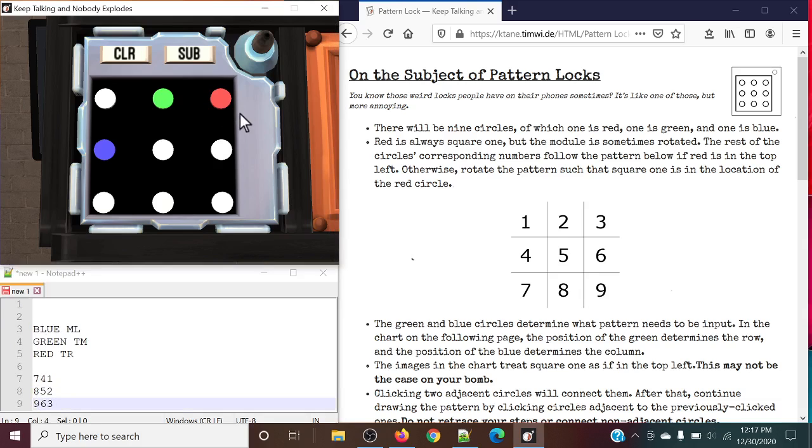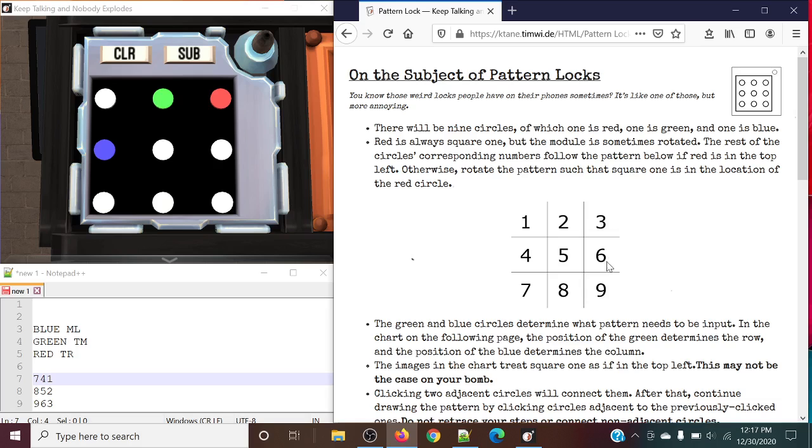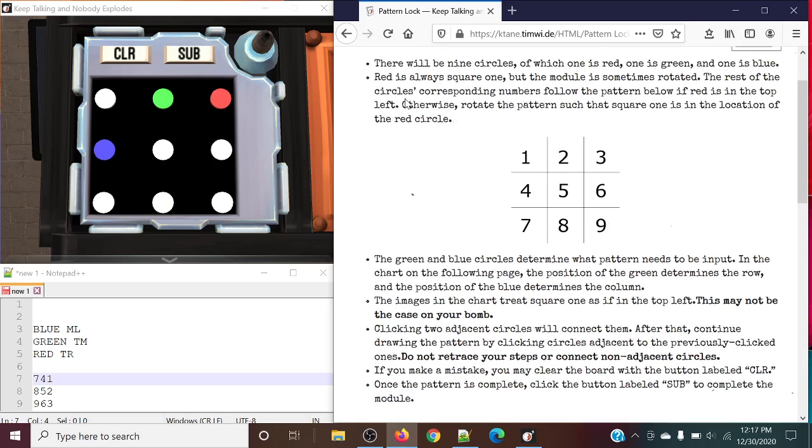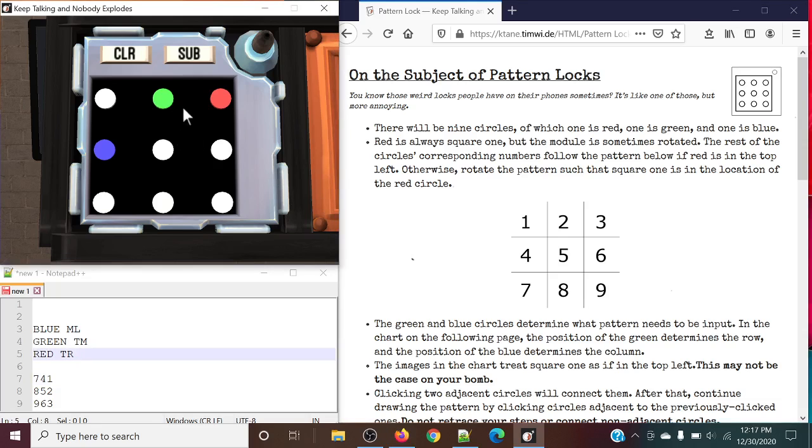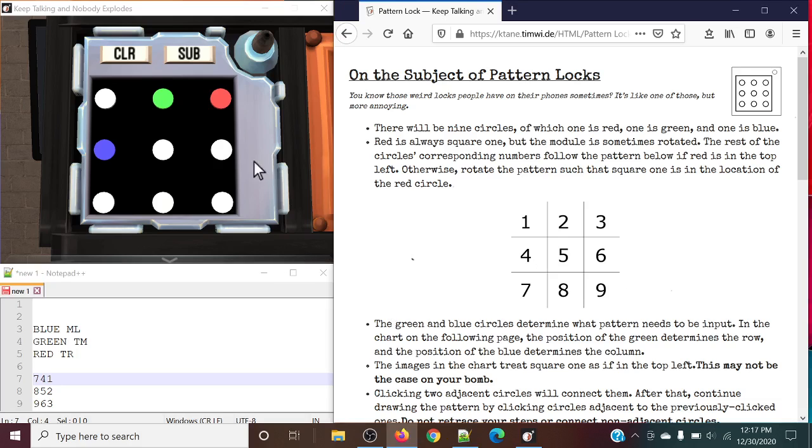This is all because of the red circle being in the top right, and because we had to rotate this grid 90 degrees. It says the rest of the circles correspond to the numbers following the pattern itself. So now, with this rotation, we figured out what the green and the blue circles mean. Corresponding to this grid, green equals 4, because it's in the top middle, and blue is equal to an 8. So that's what we're going to note.